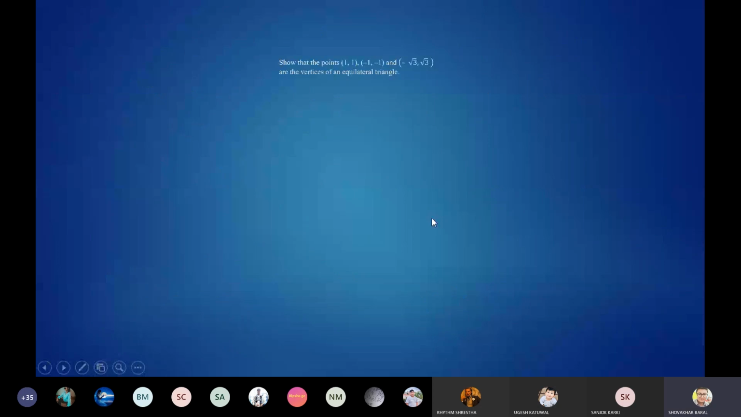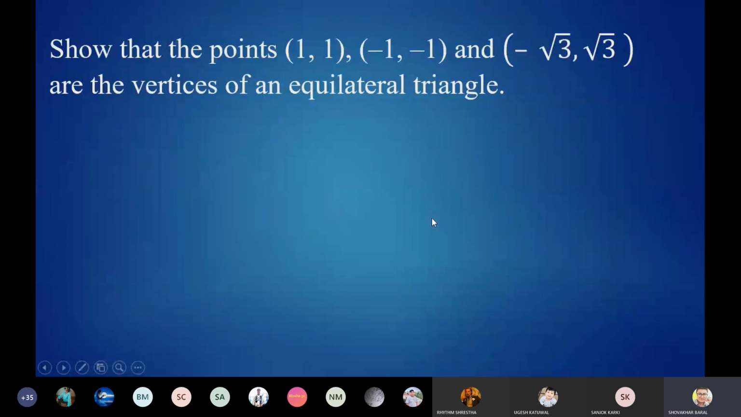Next slide here. Okay, so the points 1, 1, minus 1, minus 1, and minus root 3, root 3 are the vertices of an equilateral triangle. Okay, this was the question. I think this question is taken from a textbook. So let me check whether these points are of an equilateral triangle or not.